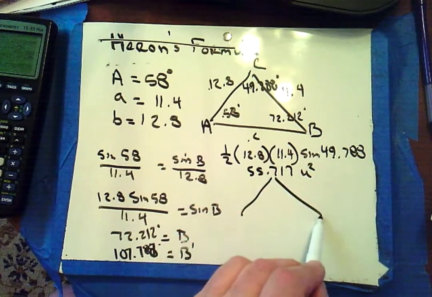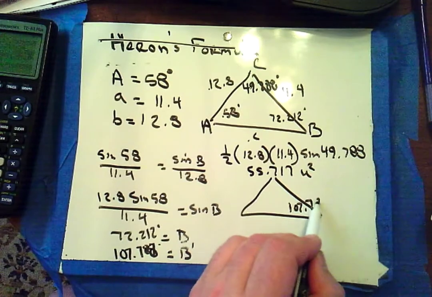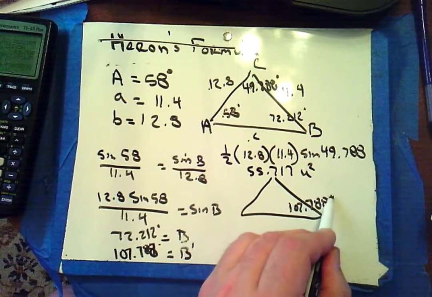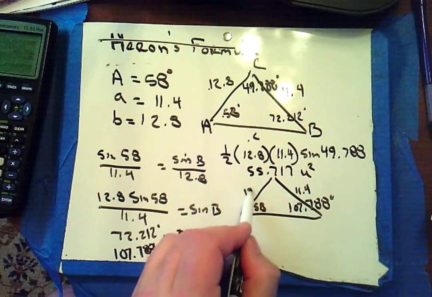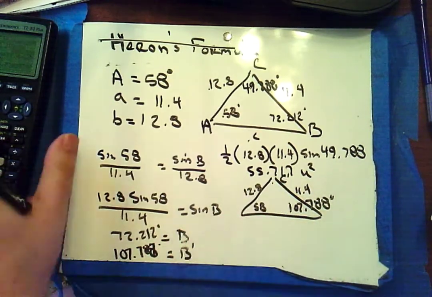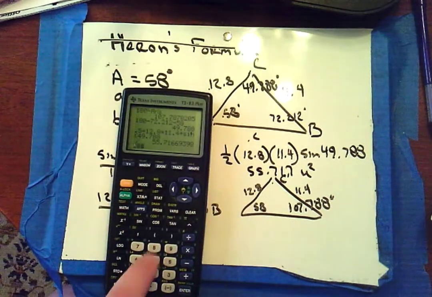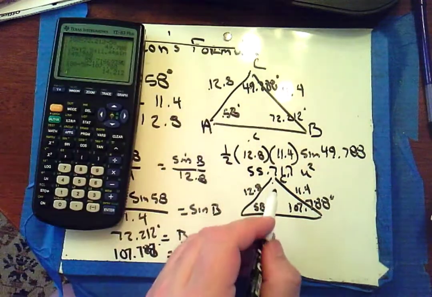But what about this other triangle, where this is 107.788 degrees, and this is 58, and 11.4, and 12.8. So let's find our big C prime now. 180 minus 58 minus 107.788, and I end up with 14.212 degrees.